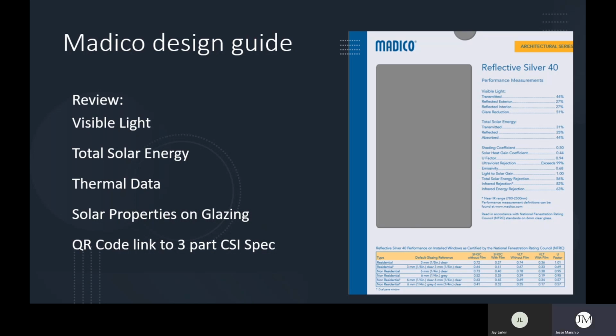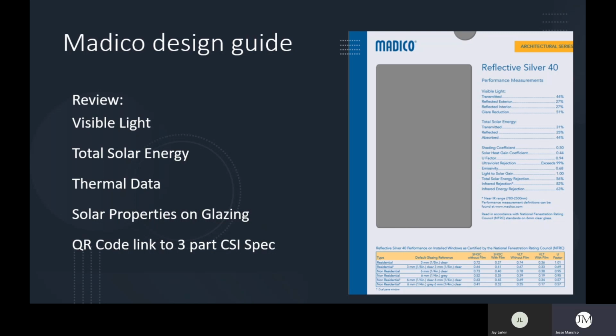Next is the total solar energy. Here we list the amount of transmitted, reflected, and, an important part, the total amount absorbed. Absorption is important to consider as too much can lead to heating of the glass and potentially glass breakage.